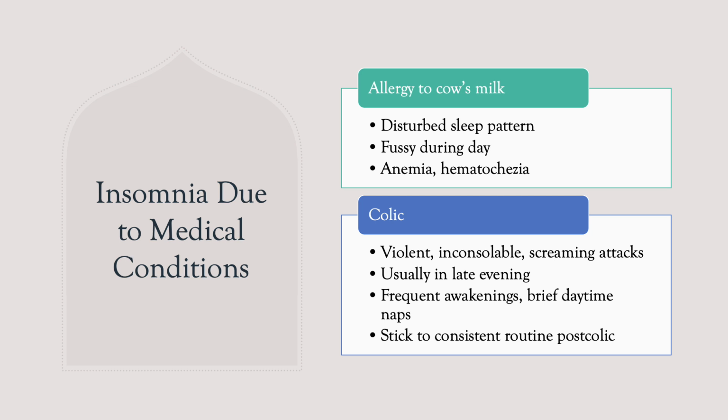Colic is a condition where infants and young babies exhibit violent, inconsolable screaming attacks later in the evening. There's no definitive diagnosable cause for colic, but it's thought to be due to an abnormality in gut flora. It can cause frequent awakenings and brief daytime naps. It can show up near the end of the first month and usually ends between the second and fourth months.